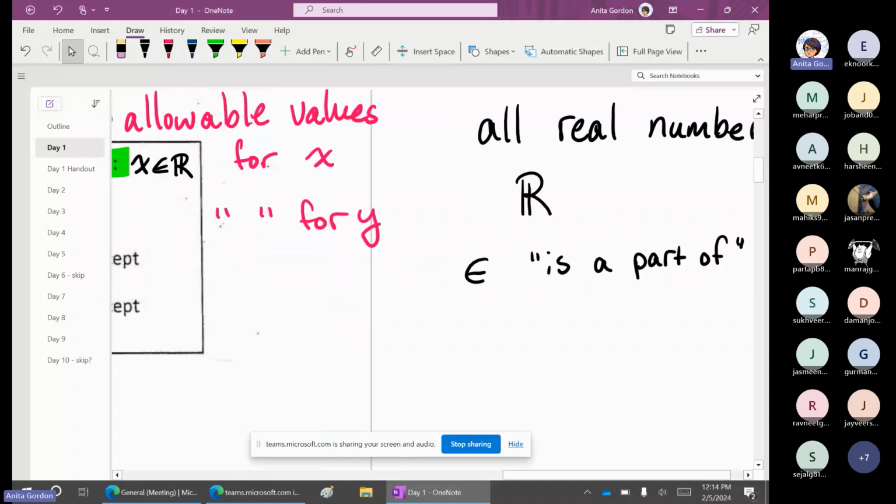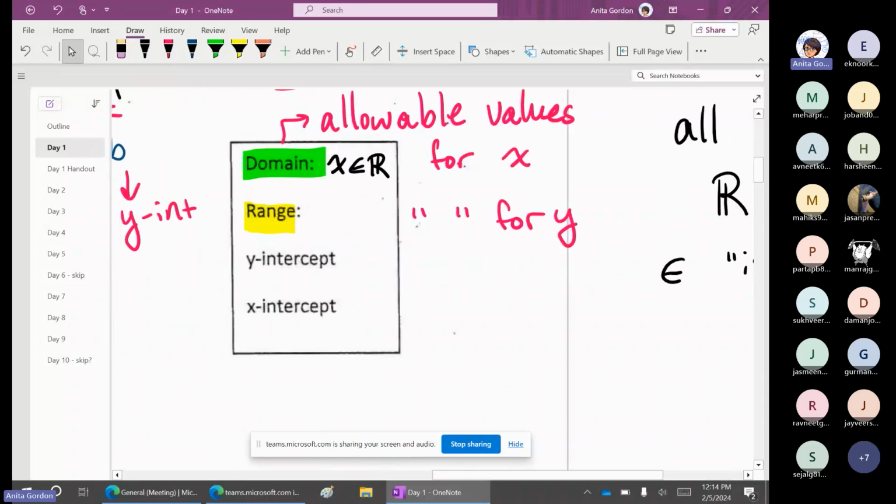So when I write this domain like this, what I'm saying is x is a part of all real numbers. This is why I like math. English takes too long, right? We have our symbols to write our answers. Okay, range. Allowable values or restrictions.